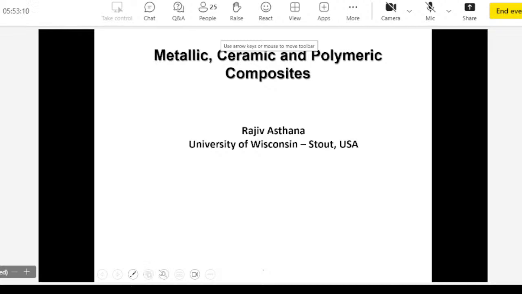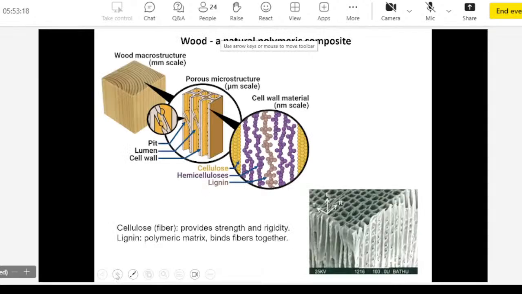So let us go back and look at the natural composite, that is the wood. In wood, cellulose is the fiber, and that is what provides the strength and rigidity to wood. And lignin is a polymer matrix. So wood is a composite, and you can see at different length scales, at the millimeter scale, this is what wood looks like. At the micrometer scale, it is a highly porous structure. This is an SEM image of a piece of wood. You can see a lot of pores in here.